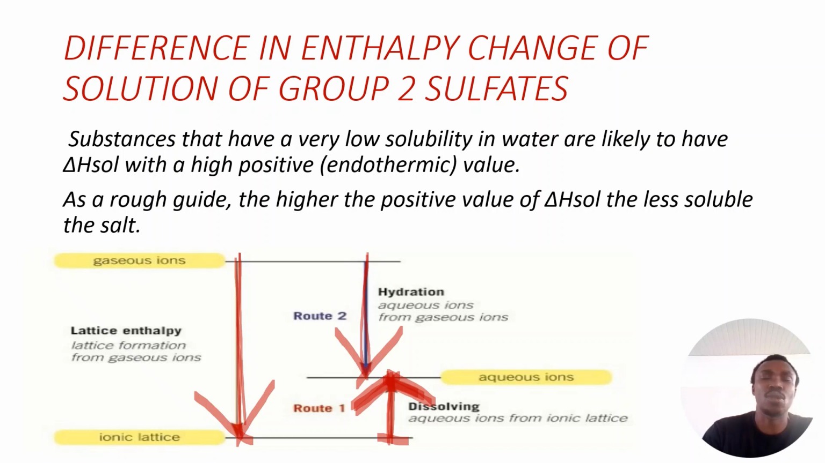endothermic, is positive. You can see the movement of the arrow. Once the arrow goes up, that means that process is an endothermic process. So that means that as you go down the group, the enthalpy change of solution of the group 2 sulfates becomes more endothermic, as illustrated from the energy level diagram of the enthalpy cycle.